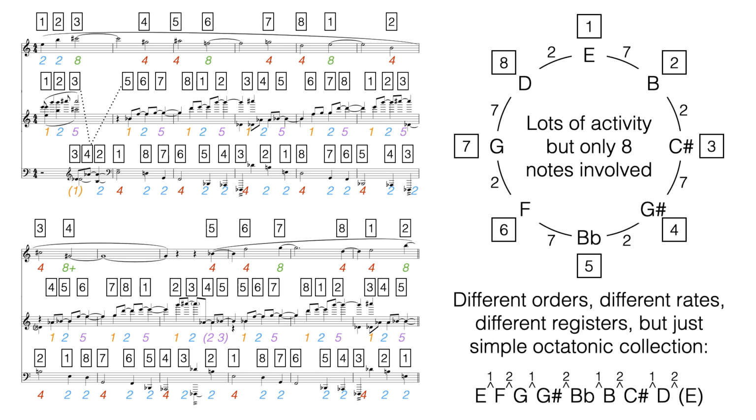Here are the 8 notes of the octatonic collection, played first in cyclic or serial order. And then the same 8 notes played in scalar order starting on E, which is probably our best candidate for scale degree 1.